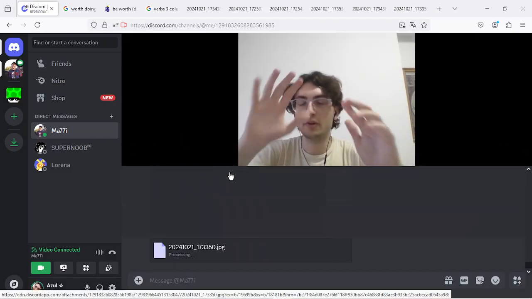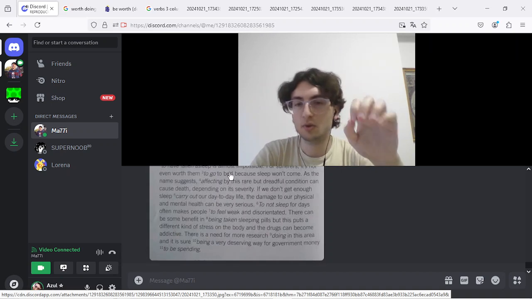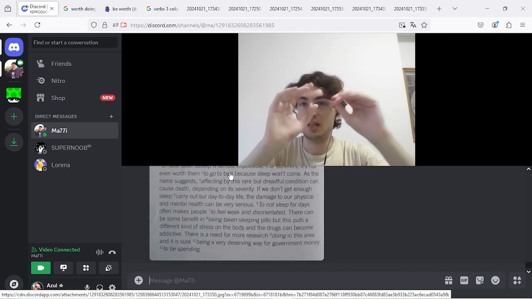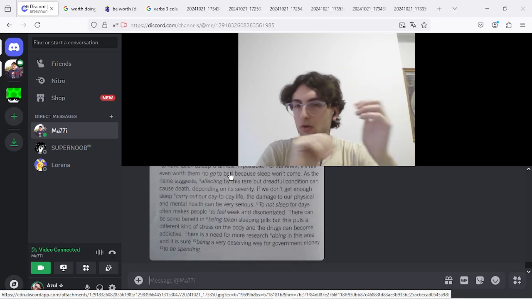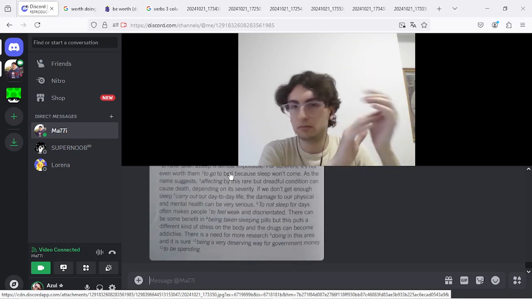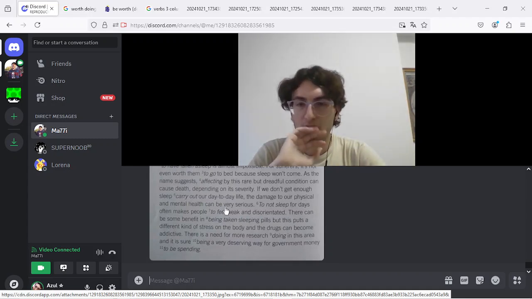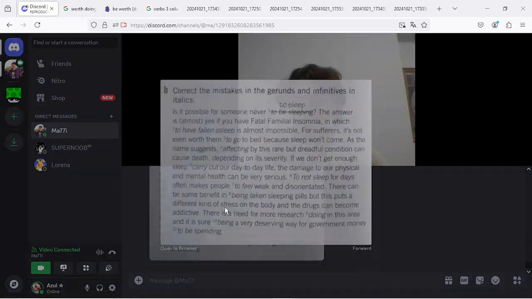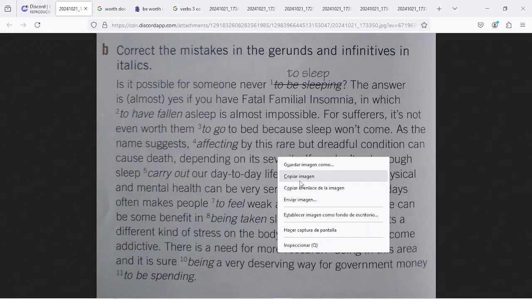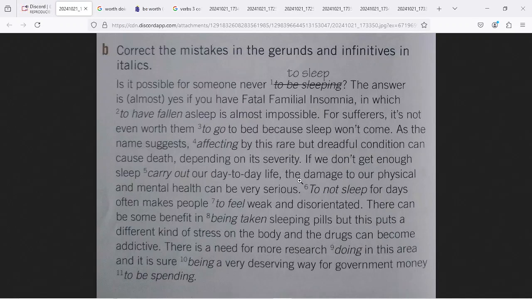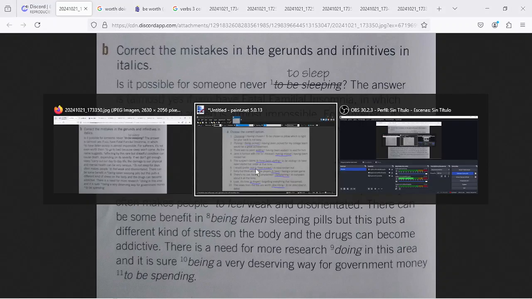This one is about you're given a text and you should correct the parts in italics, in cursiva, not cursiva, but italica. You should correct those parts so that the text is correct. There's an example at the very beginning that said for someone never to be sleeping, and then it's crossed out. It says for someone never to sleep, and so on with the other 10 bits of the text.